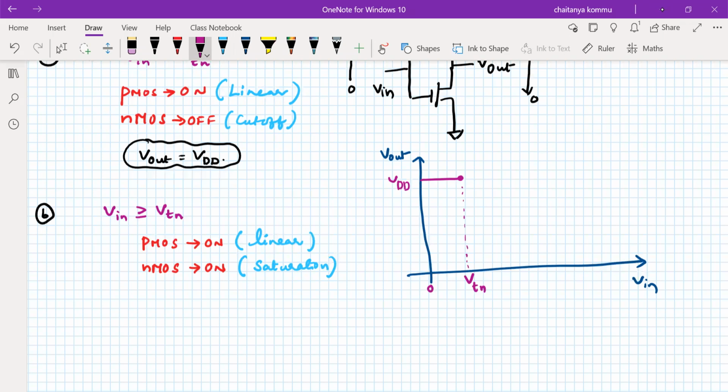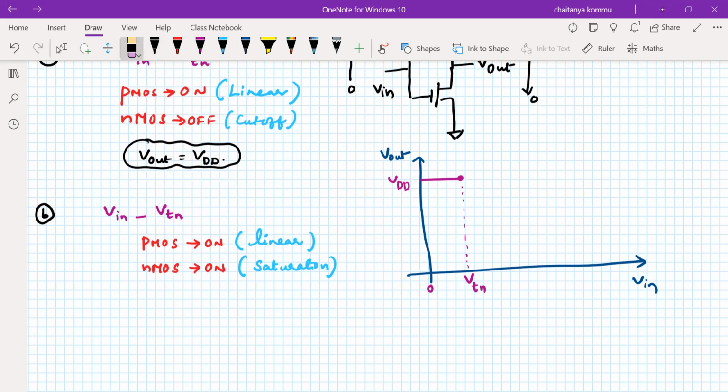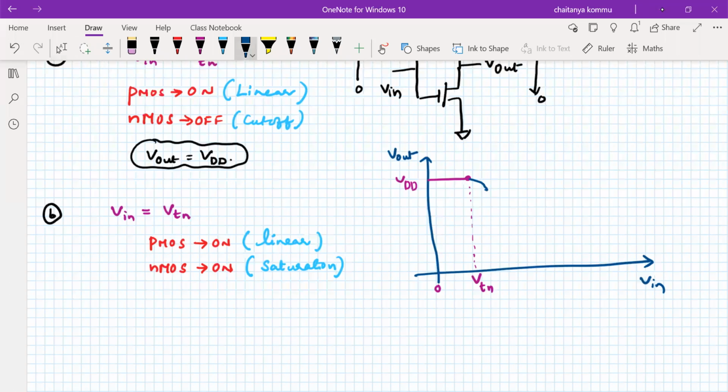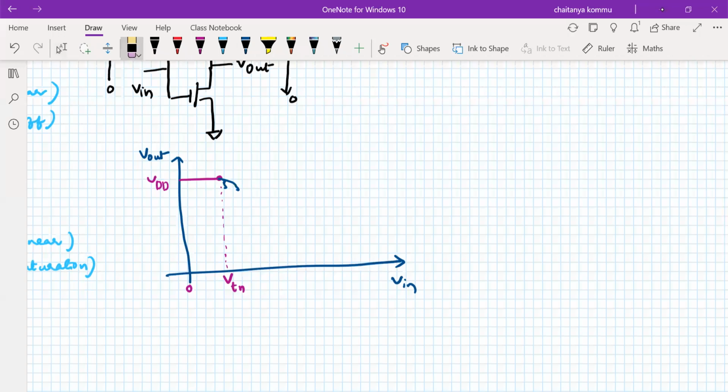When it is beyond VTN, exactly at VTN or beyond VTN, what is happening here? The NMOS transistor is on. Exactly at VTN, there we found a parabolic nature that is observed here. This is the nature that we observe. Why is it so?